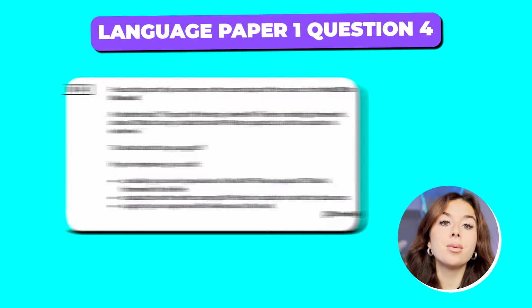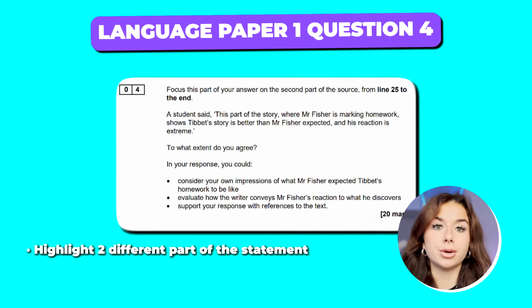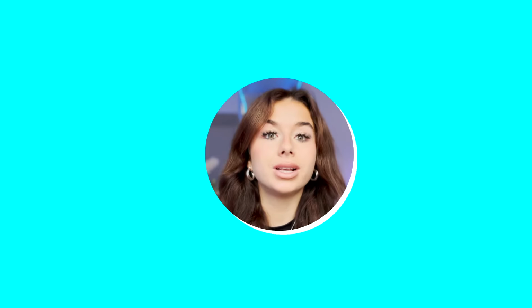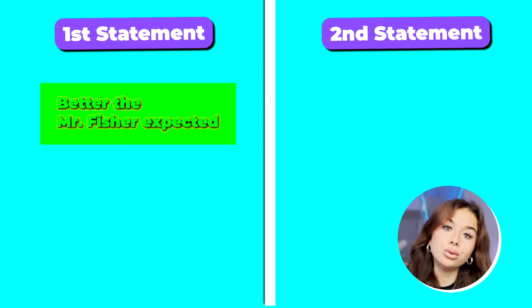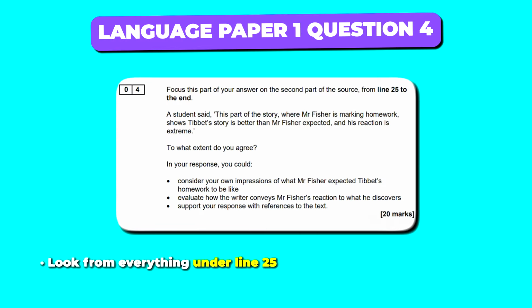And then from the statement that they've given you, I want you to highlight the 2 different parts of the statement. Normally there's 2 different parts of the statement, sometimes there might be 1, but for this one, we can see there's 2 different parts of the statement, which is better than Mr. Fisher expected. So I'm gonna highlight that. And then also it says his reaction was extreme. So what I'm going to do is highlight those 2 different bits of my statement, then look for everything from line 25 onwards, because of course I've underlined it, and highlight anything that shows it was better than he expected and his reaction was extreme.